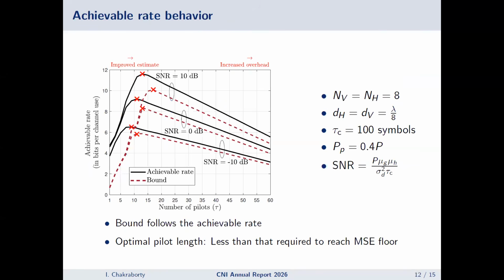Now, here's a numerical result related to the achievable rate as a function of the number of pilots. As you increase the number of pilots, first your SINR increases. After a certain point, it reaches a peak, and then your overhead kind of pulls your rate down. And the point where it reaches a peak is your optimal pilot length. And we saw that it's less than that required to reach the MSE floor also. So we can go even lower than that point.